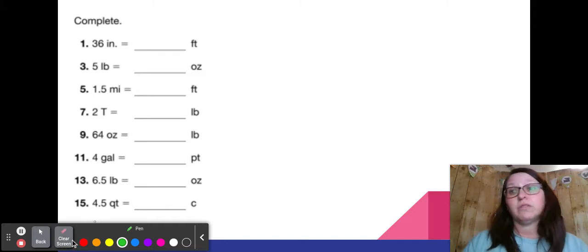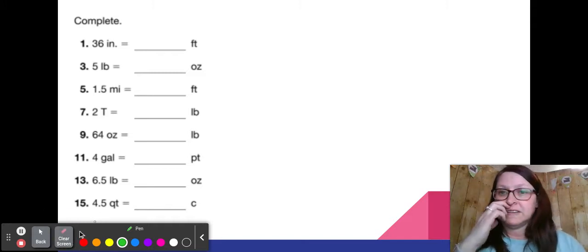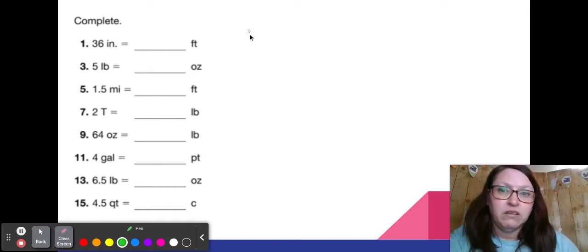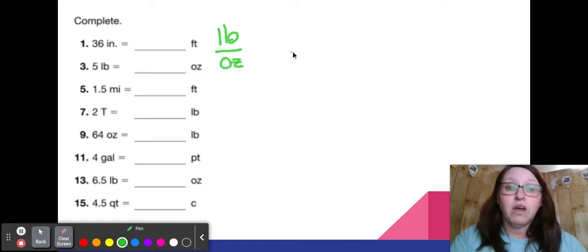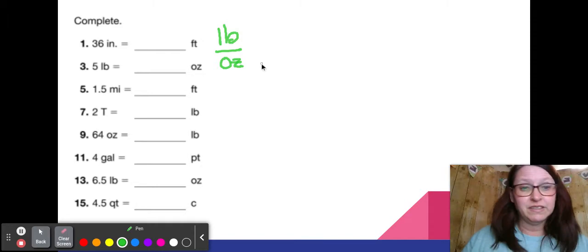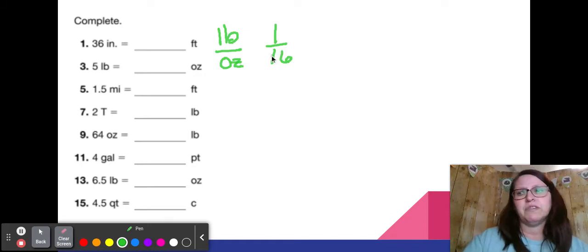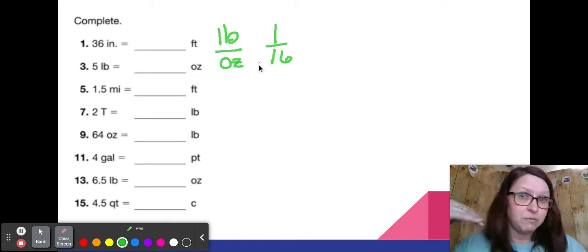Now let's look at number 3. Number 3, it says 5 pounds equals question mark ounces. Well, I've got to put pounds somewhere and ounces somewhere. So I'm going to put it like this. So what do I know? Look at the top of your paper. I know that 1 pound is 16 ounces. Do you see what I did? I put the pound on top. I put the ounces on bottom.